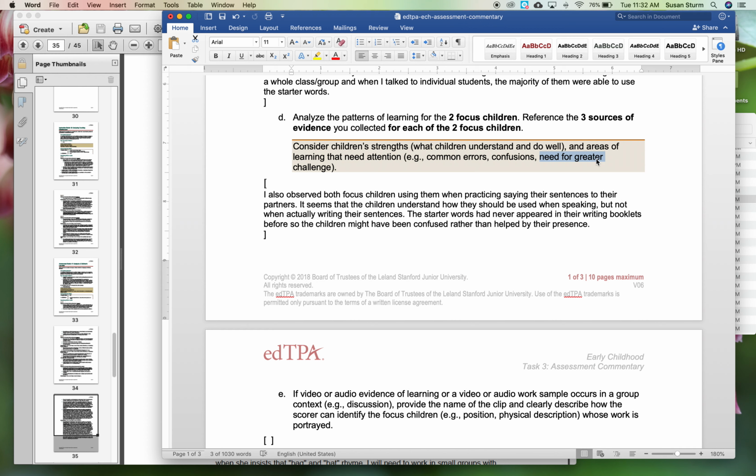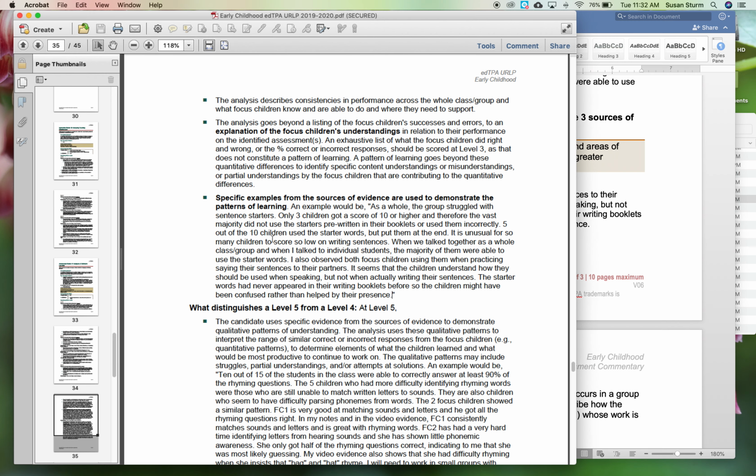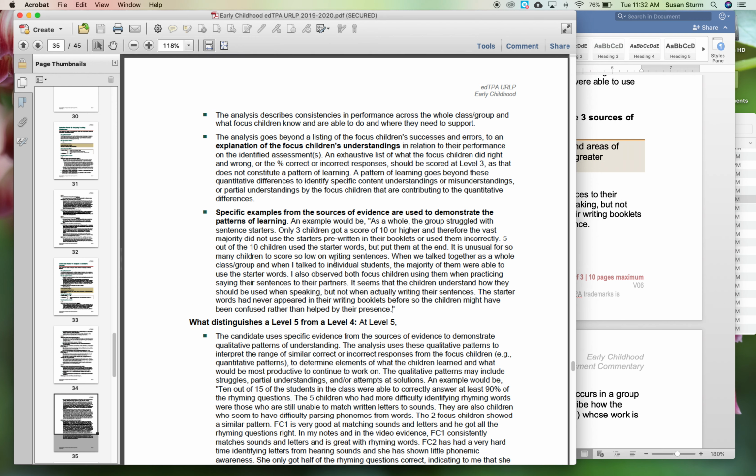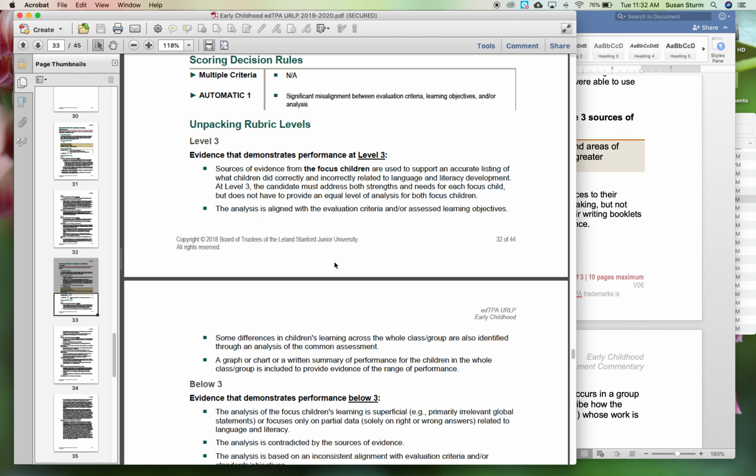If you had a student who just crushed it, one of your focus kiddos just nailed it, you need to talk about how you could challenge them more. So this one is really just focusing on your 2 focus students. I want to read the rubric and see at a level 3 what they say again about the focus children.